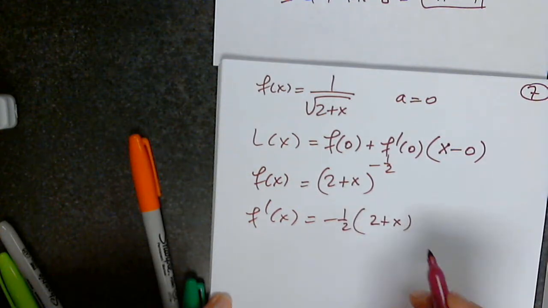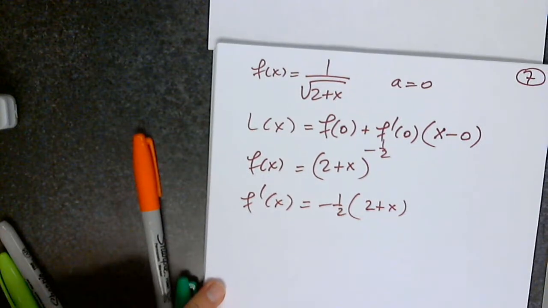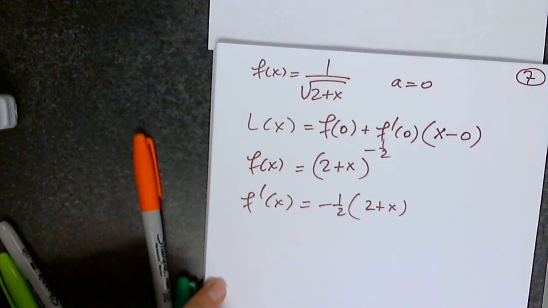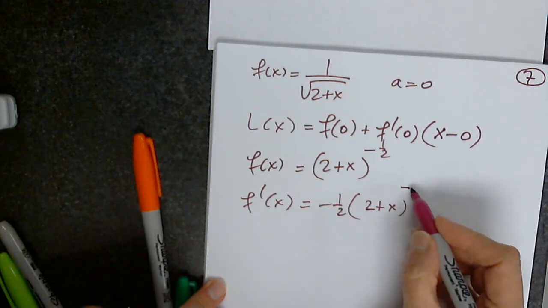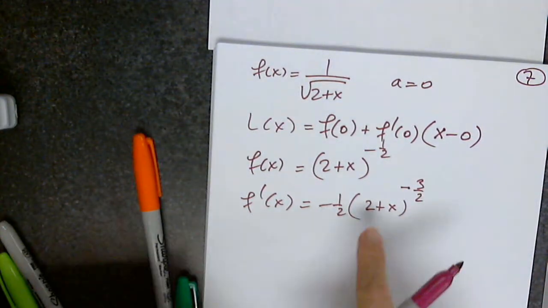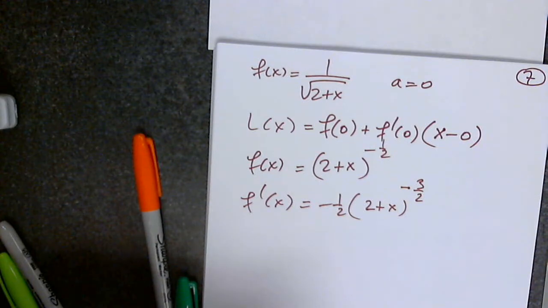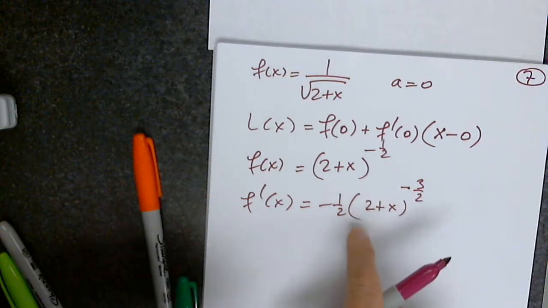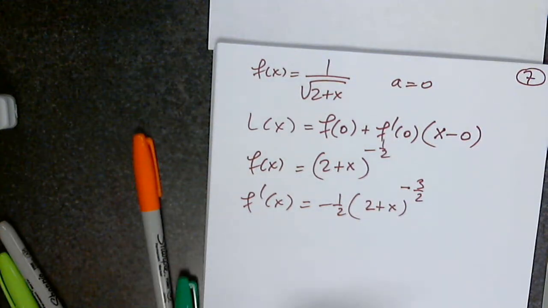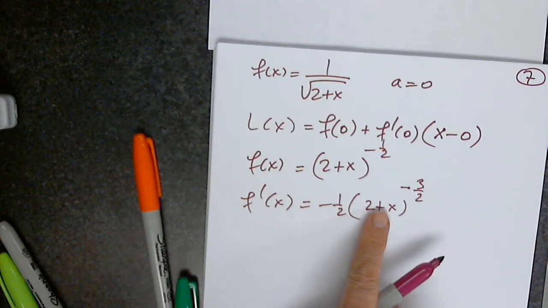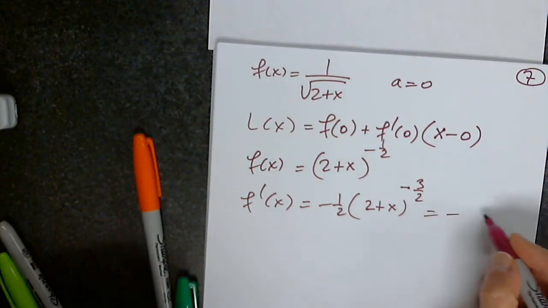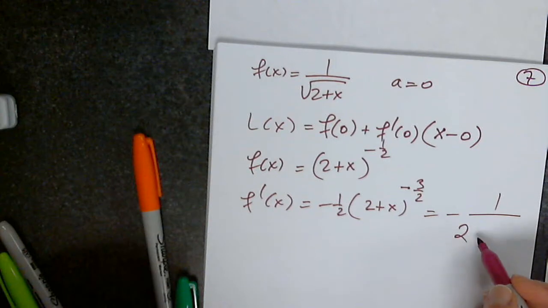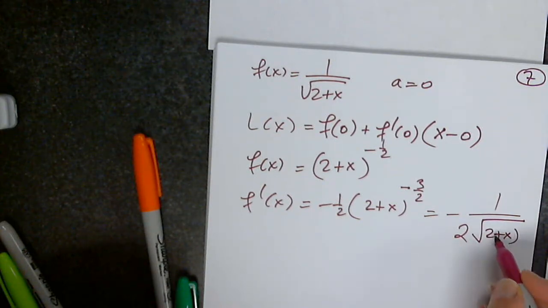I have 2 plus x raised to which power? Say it again. Very good. Negative 3/2 times the inner function prime, which is how much? The inner function prime is 1, the linear function. What is the slope of this function? 1. Good. So this is negative 1 over 2 times the square root of 2 plus x to the third.